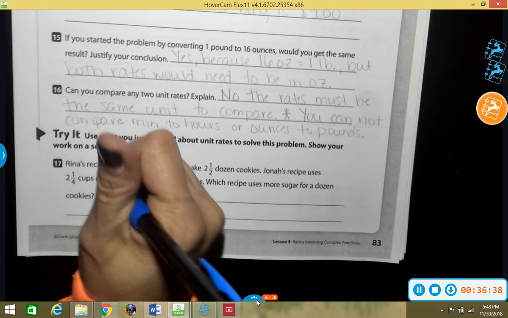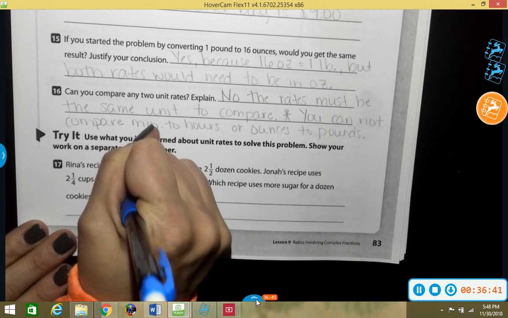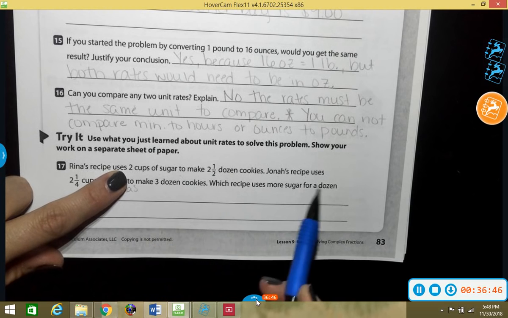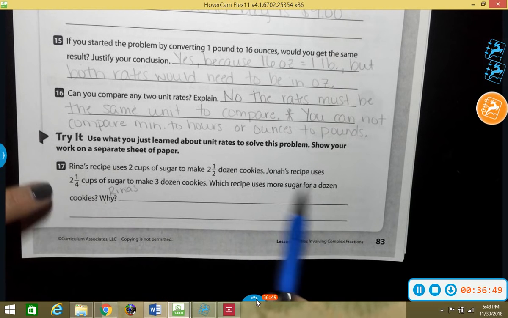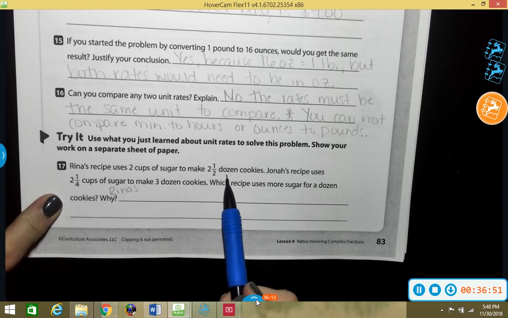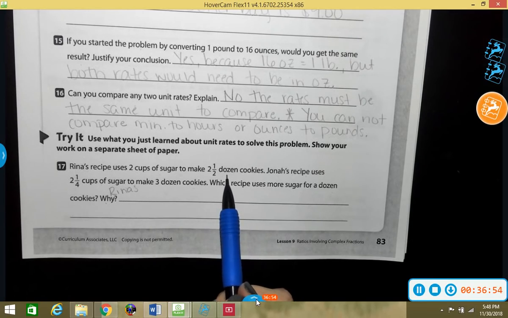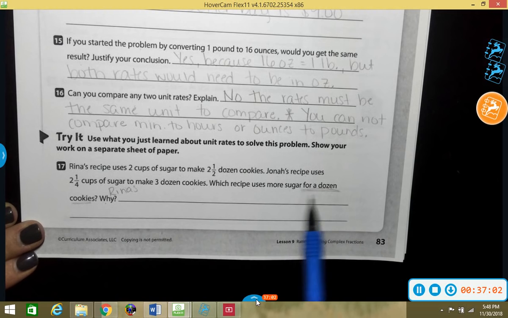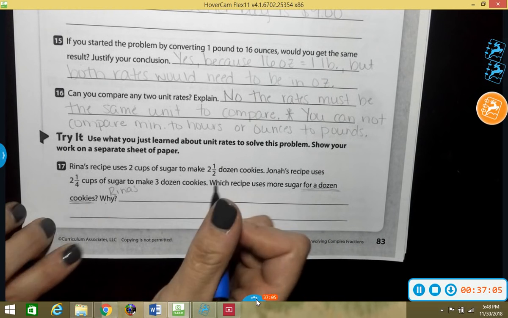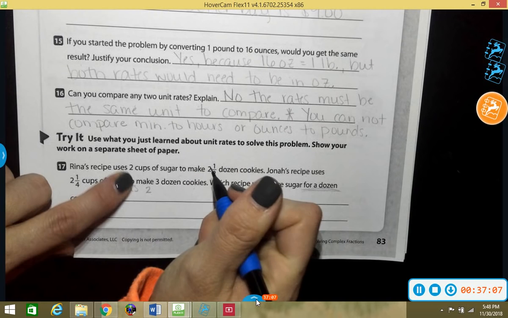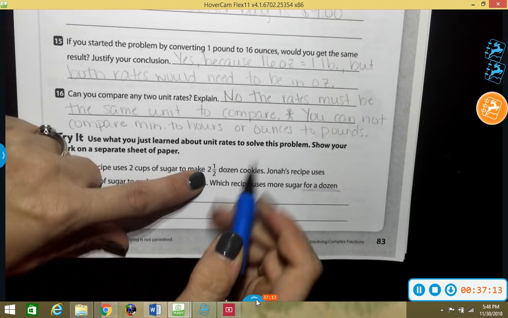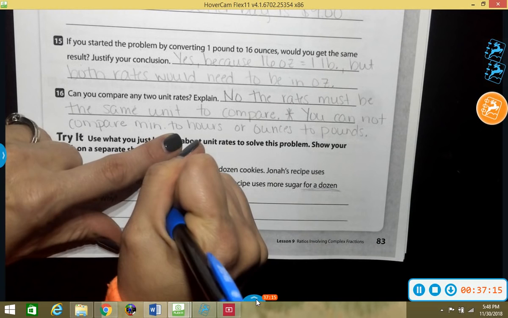So first we'll look at Rena's. Which uses more sugar for 1 dozen? So we want the dozen to be the unit rate, which means the dozen cookies goes in the denominator. So we're going to put the cups of sugar on top, and then we're going to have our fraction. And then how many dozen does the 2 cups make? 2 1/2.